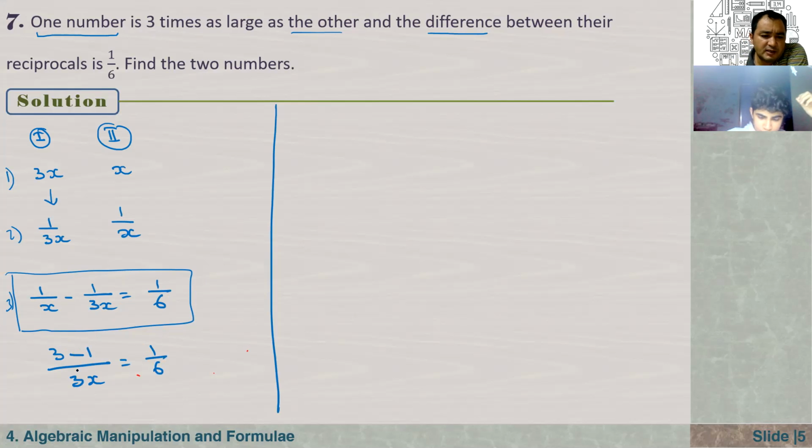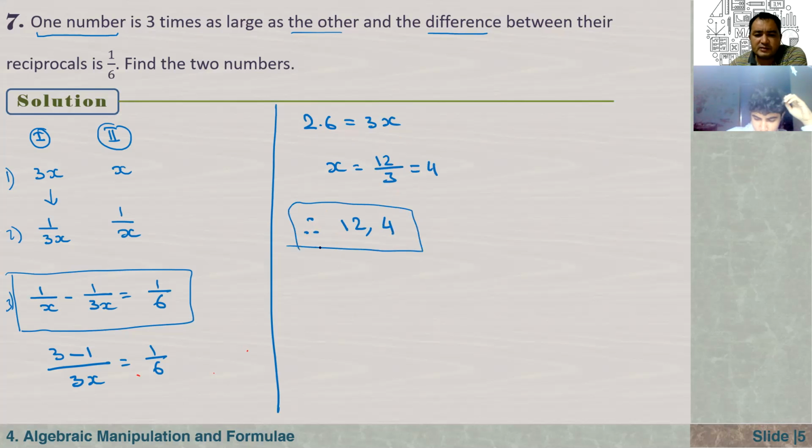Now, if you cross multiply, here we have 2 times 6. On the right-hand side, we have 3x. Now, what is x? x equals 2 times 6, which is 12, divided by 3. That's equal to 4. So we are talking about these two numbers then. The first number is 3 times x, that is 12. The second number is 4. As you see here, 12 is 3 times as large as 4. And if you take the reciprocals, 1 over 4 minus 1 over 12, that's equal to 1 over 6.